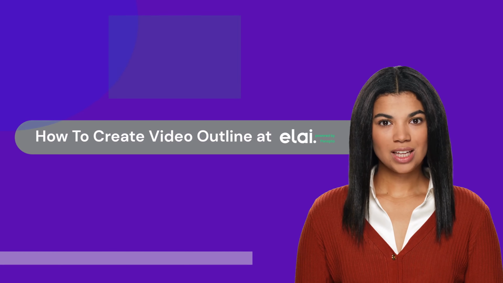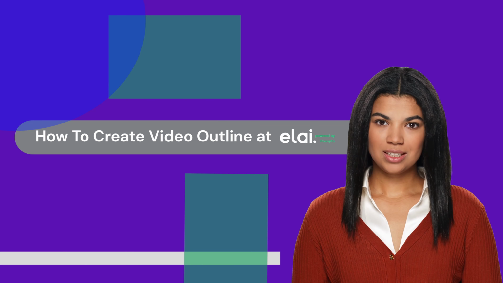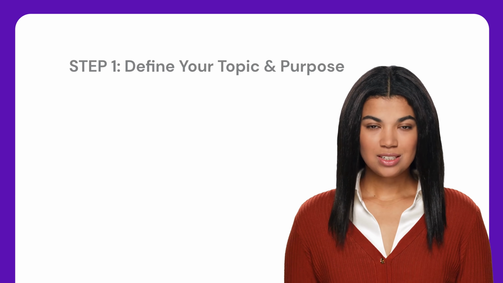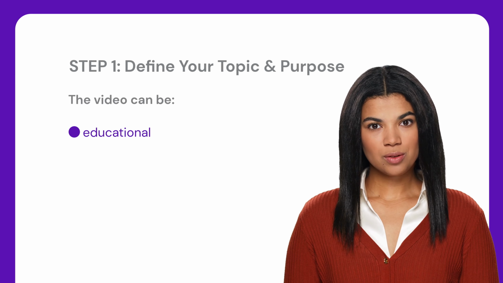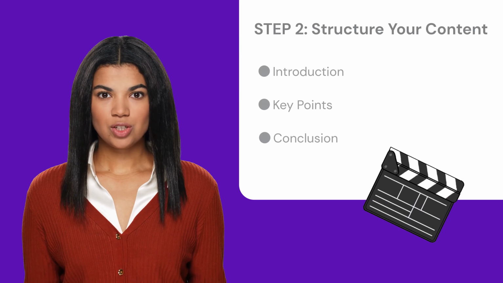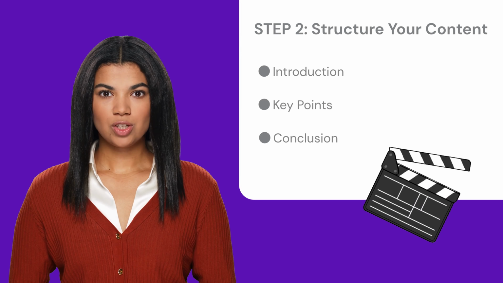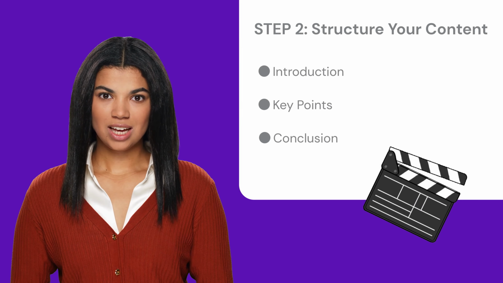Creating an outline for an AI-generated video at Elai is simple and efficient. Follow these steps. Clearly outline the subject and purpose of your video. Decide whether it's an educational, promotional, or informational video. Break your content into sections, for example, introduction, key points, conclusion. Keep each section concise and engaging.